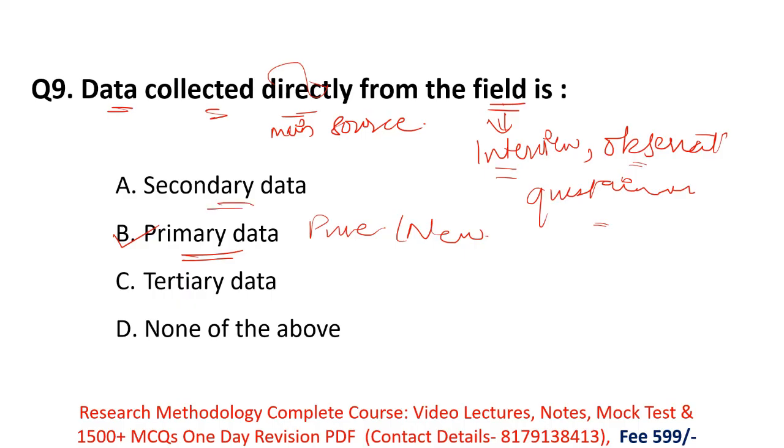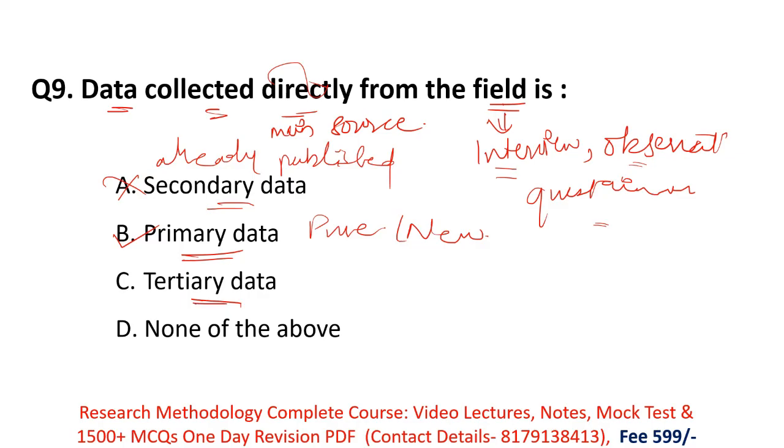Option A is secondary data. Secondary data means what? Data which is already published. Already published data means whatever data is present in newspapers, articles, journals, then it is known as secondary data. So what they are asking, published data or not? They are asking about data directly from the field. So here option A is incorrect.